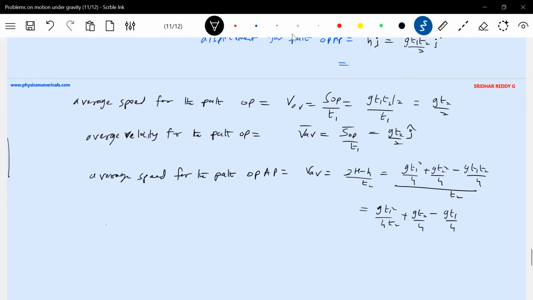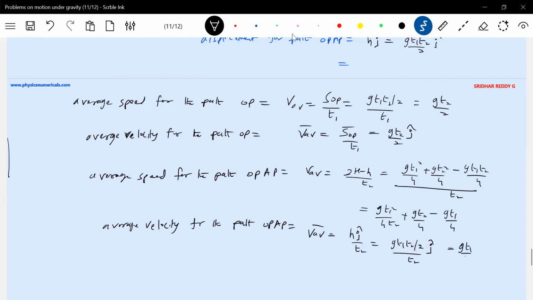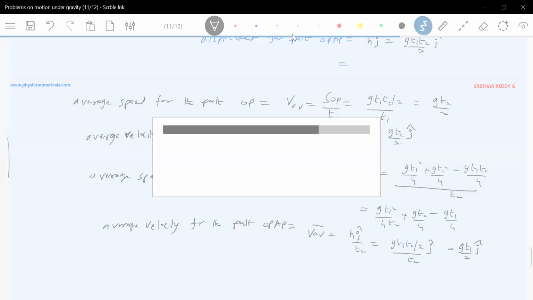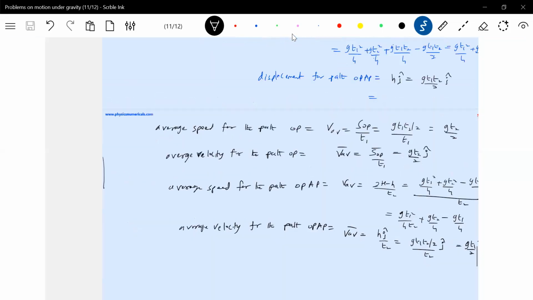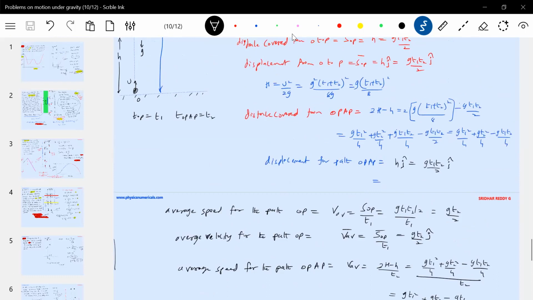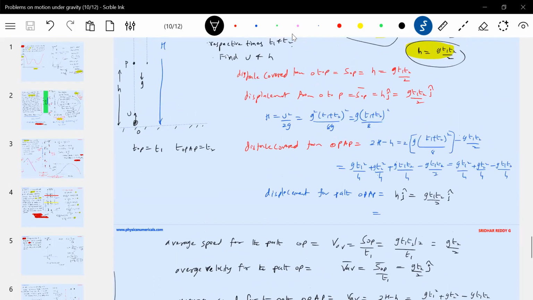Okay, this is the average speed. Average velocity for the path O P A P is equal to h j cap by t2, which is equal to g t1 t2 by 2. Little bit lengthy. The last thing is that the average velocity of all paths will be different for different particles.